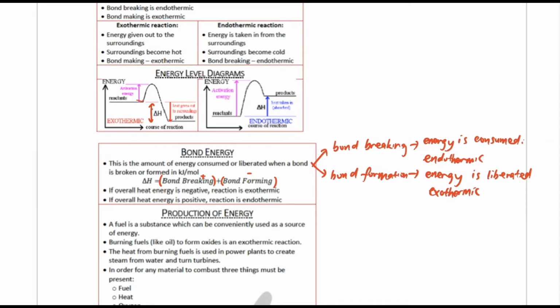Exothermic, negative. How to remember it's negative? It goes down. From here, go down. So negative. This one is positive because it goes up. Going up is positive. So why bond breaking plus bond forming? Let's say I give you one simple example.